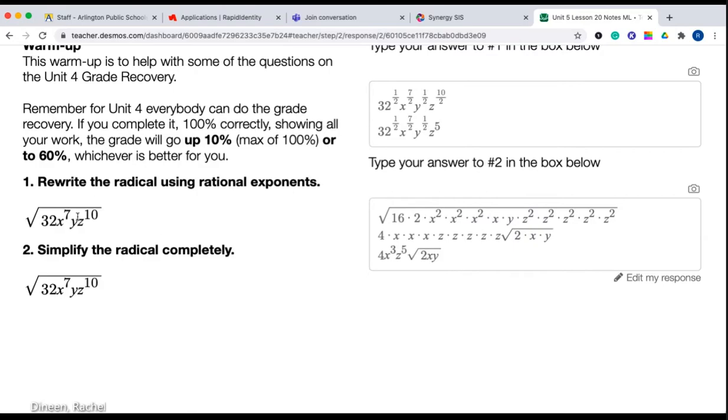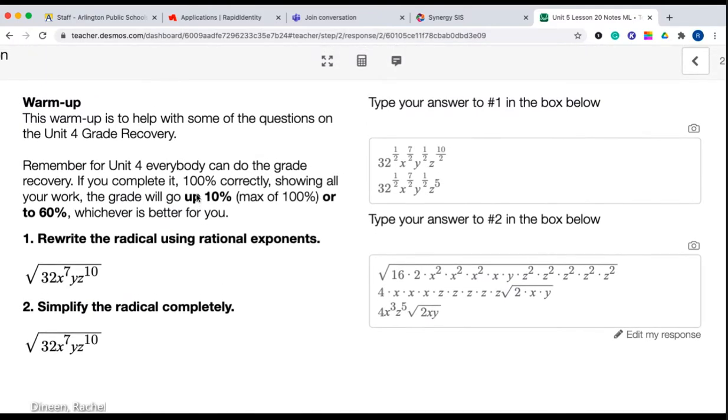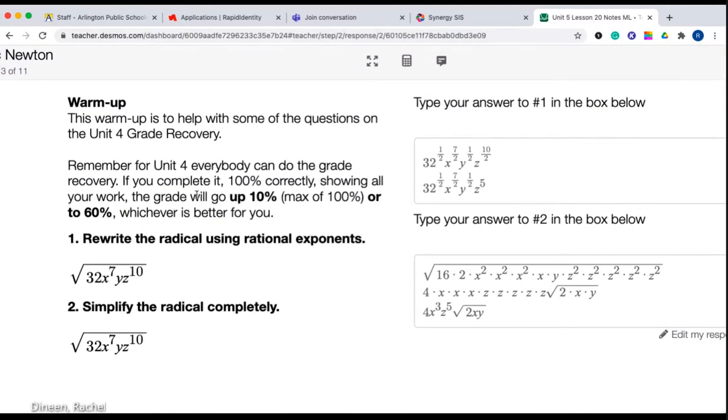Okay, please notice how these questions are the exact same expression, but what it's asking you to do is different. So that is why reading the directions is extremely important when you are solving equations. So before we move on, does anyone have any questions on the warm-up?